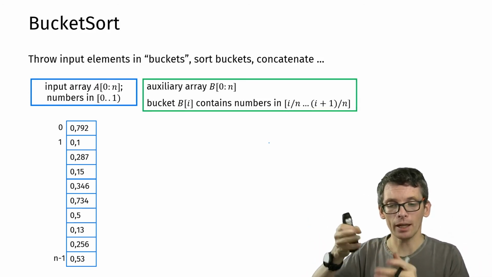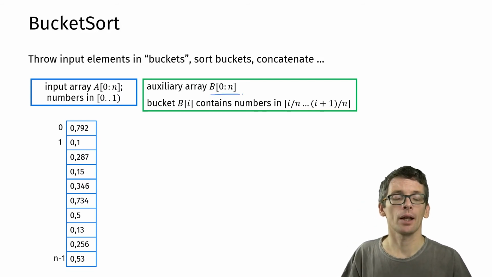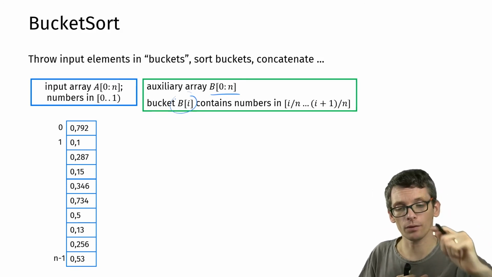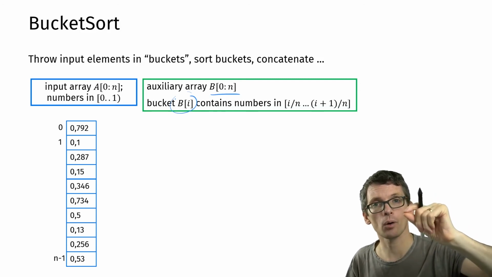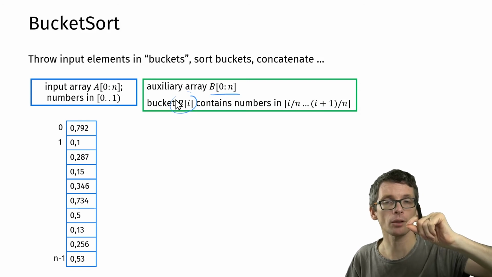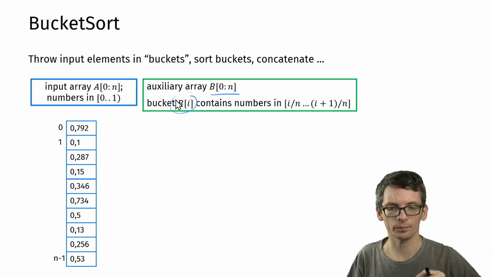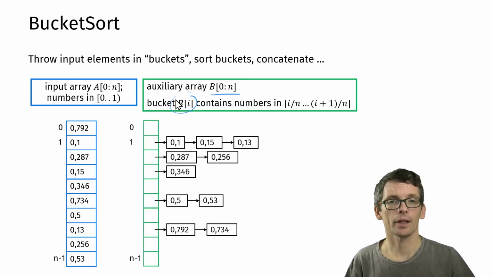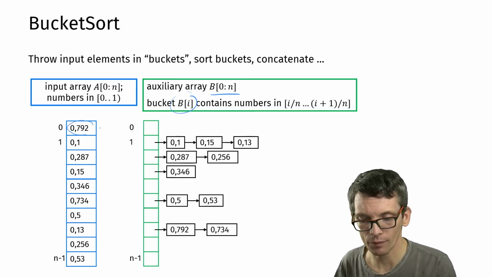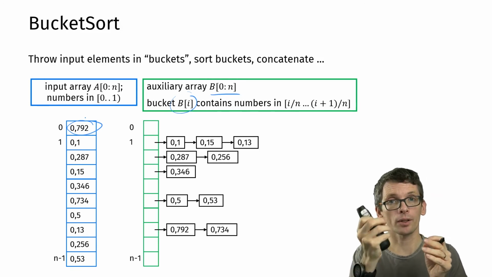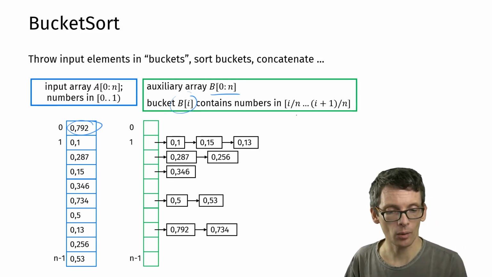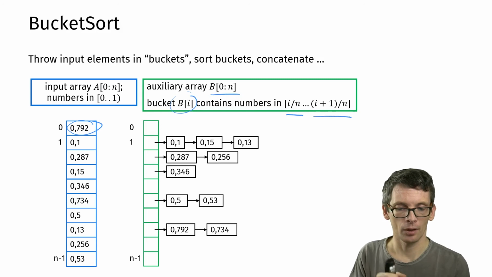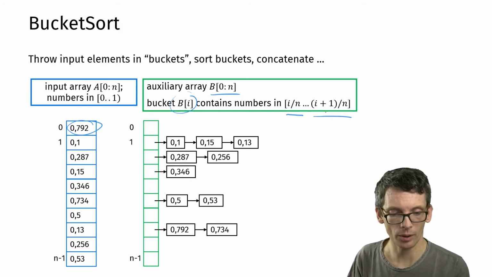So my input is in A, I have an auxiliary array B, and each entry of B corresponds to a bucket, and the bucket corresponds to an interval. So the first bucket corresponds to all numbers from 0 up to 0.1, not including 0.1. The next one is 0.1 to 0.2, and so on. And now I'm just taking all of my input numbers and I'm going to throw them into the buckets. That looks like this. So for instance, 0.792 goes into the bucket from 0.7 up to 0.8. Here you see once more, the buckets go from i divided by n to i plus 1 divided by n. So in my example, starting with i is 0, from 0 to 0.1, and so on.